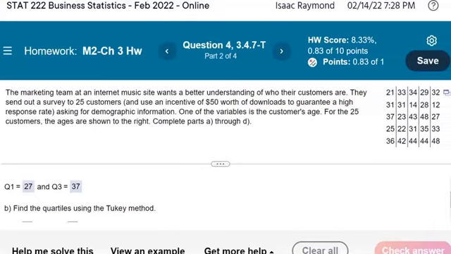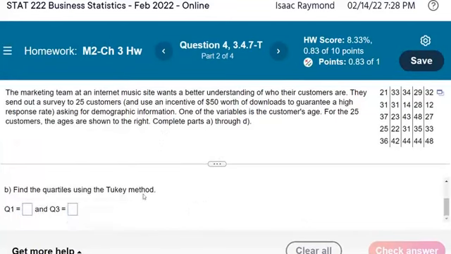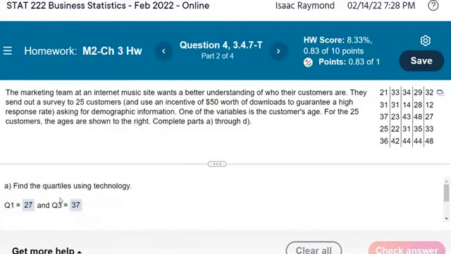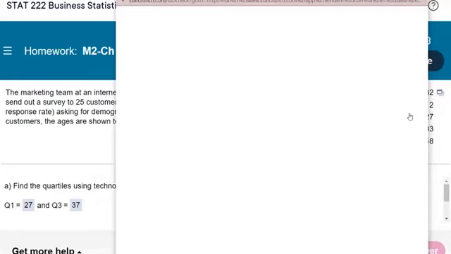Okay, so we're supposed to be calculating quartiles for this problem. Oops, let me get a different version. That's okay. We'll just pick it up from here. When it says using technology, I just use StatCrunch because it's already built into my math lab.